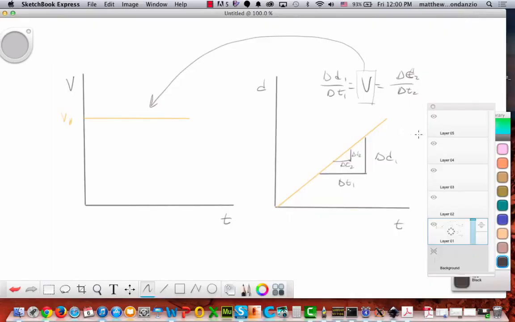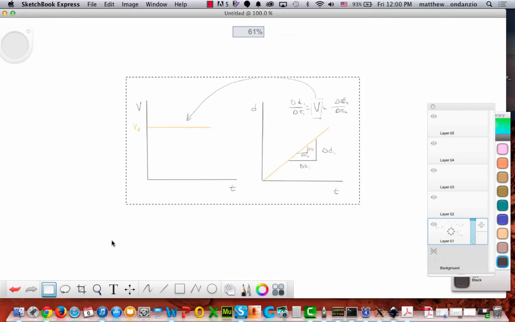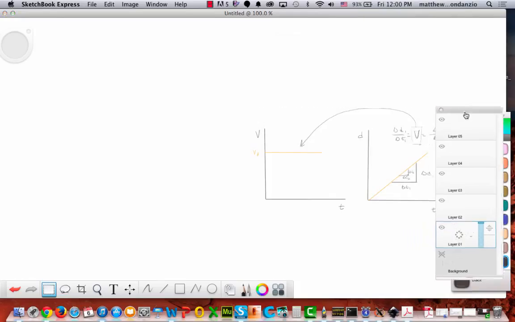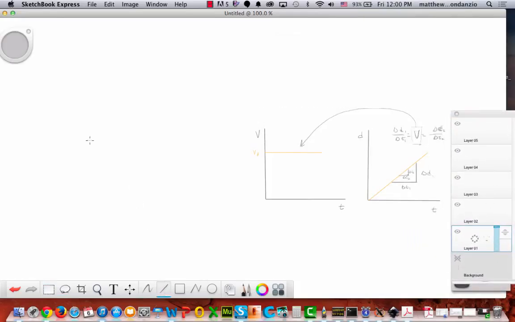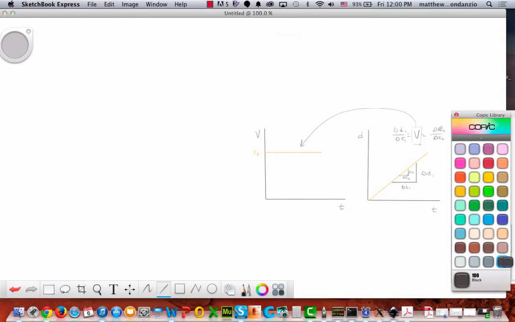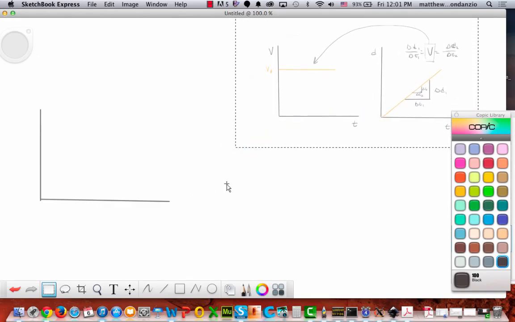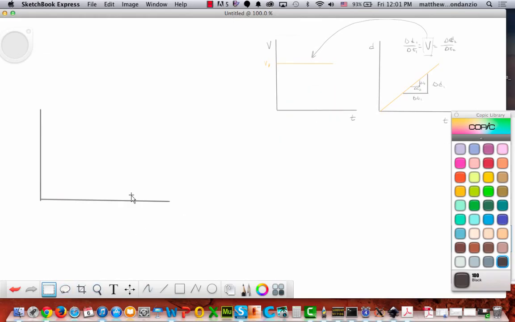Okay, now I'm going to do one more thing. I'm going to take this and shrink all of this down. And I'm going to now go ahead and take another graph. Let me take this up, move this up here. Okay. So now I have my velocity versus time graph.